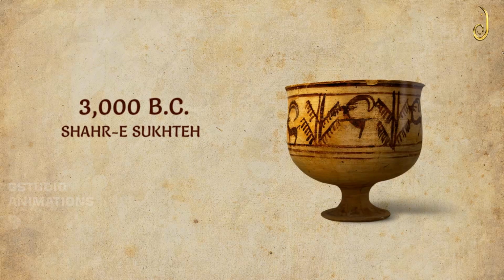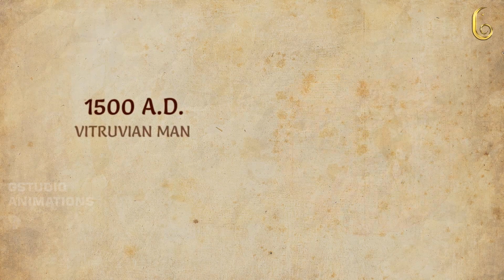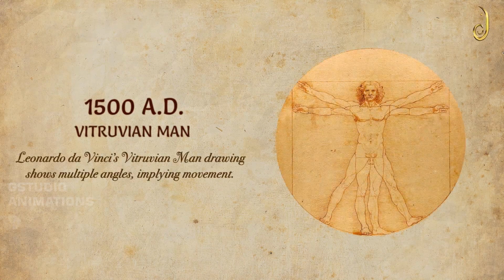3000 BC, Shahr-i Sokhta. A Bronze Age pottery bowl depicts goats sleeping. And 1500 AD, Vitruvian Man. Leonardo da Vinci's Vitruvian Man drawing shows multiple angles, implying movement.